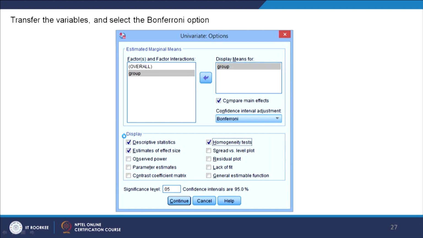So, what are those few things? First, we will try to see the means for the group. There are 3 groups, no exercise, light and heavy exercise, and we want to compare the main effects. So, what is the main effect? It means the effect of exercise, right. We want to see that. Bonferroni is taken whenever the sample sizes are small. So, you use a Bonferroni test, right. Otherwise, you can check for LSD, and other tests are there. Descriptive statistics, estimates of effect size and homogeneity of variance, these 3 things are also required, and we are checking at a 5% level of significance. You can change that to 1% also, 0.001 also, it is up to you.